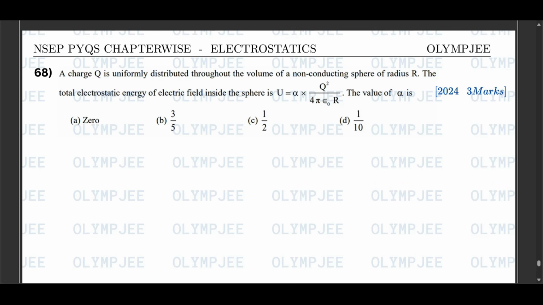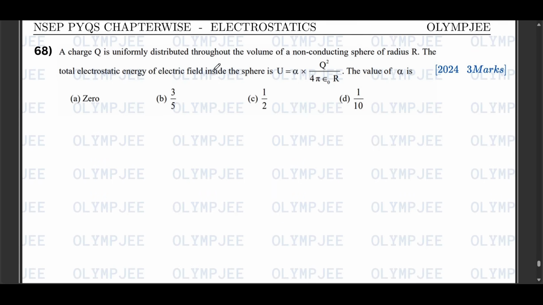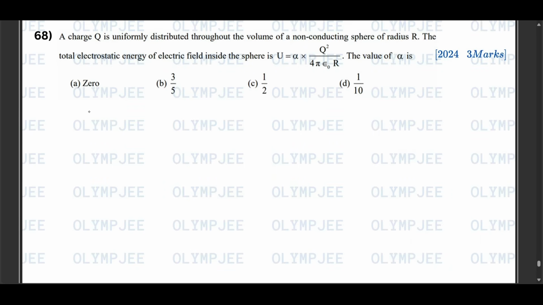It says a charge Q is uniformly distributed throughout the volume of a non-conducting sphere of radius r. The total electrostatic energy of electric field inside the sphere is alpha multiplied by q square by 4 pi epsilon naught r. The value of alpha we have to find. So we know the self potential of ring and sphere, we already know, of non-conducting. Let me derive self energy.